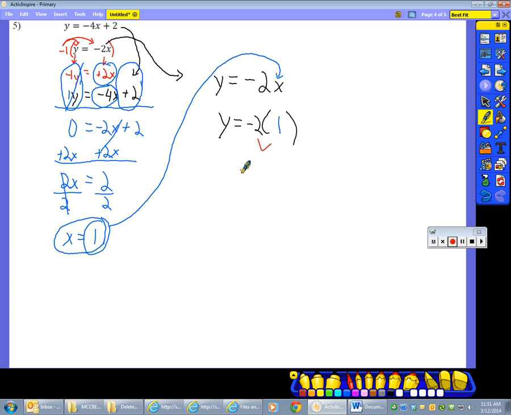So we got a negative 2 times 1 is going to be a negative 2. So I have y is negative 2. So if I was going to write my answer in coordinate pair format, I would have x is 1 and y is negative 2. Alright, check my work.